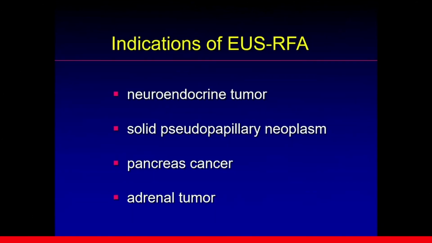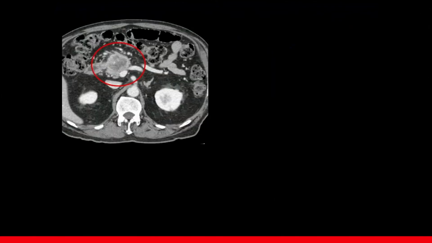So at the current moment, indications of EUS-guided RFA can be neuroendocrine tumor, SPN, pancreatic cancer, and adrenal tumor. EUS-guided RFA can also be applied for the palliation of pancreatic cancer. This is one of the cases. Our group is conducting a clinical trial of combined chemotherapy and RFA for pancreatic cancer patients.